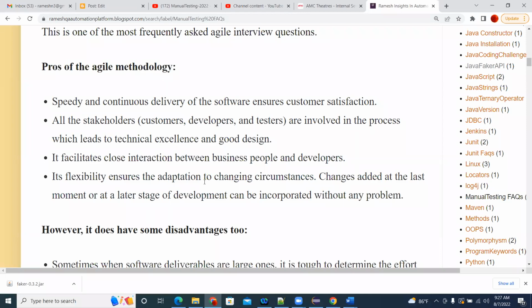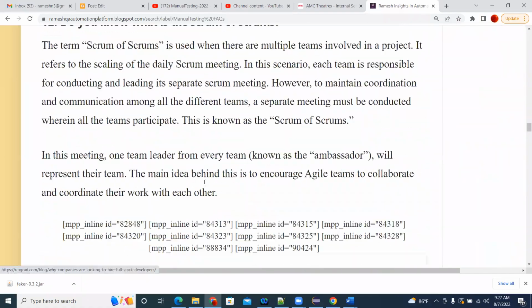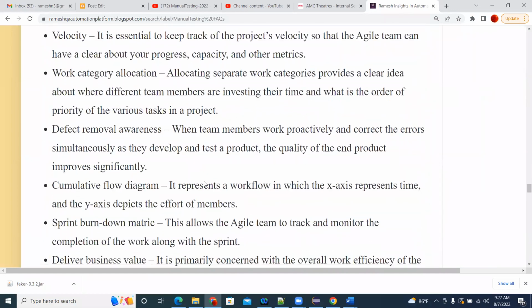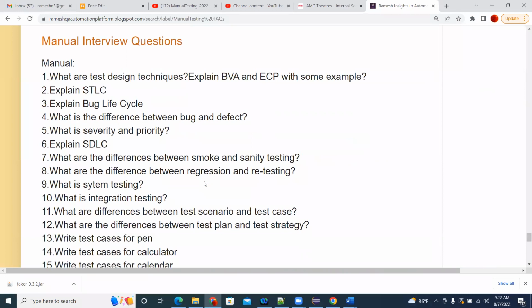Completely questions are there. I just want to let's see here it is there or not. But these questions are also important. Okay, these questions and answers I have given. Let's see here. Yeah, here it is. You can see. What are the test design techniques? Explain BVA and ECP with some example.